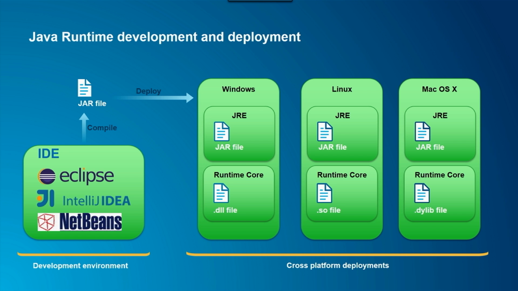So to make it work on Windows, I need to include the DLL files from the SDK. Linux, it'll be SO, and Mac, it'll be dylib. Actually, if I make a deployment that includes all three of those, I can have a structure that will work on any of the desktop platforms that I run it on. So this is what cross-platform is all about.